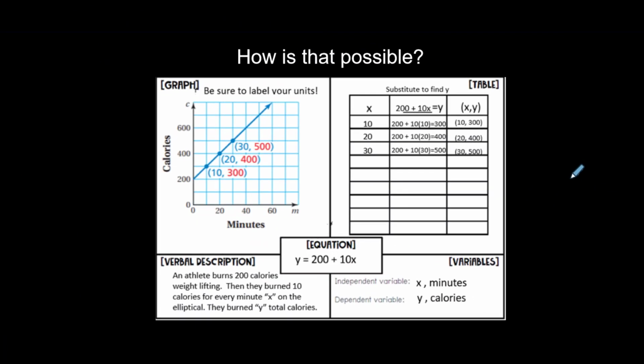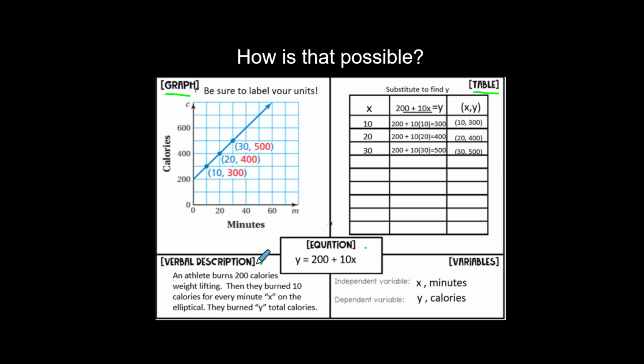So we're actually going to start today by looking at an example of how that's even possible. This is a chart right here, and in the chart you're going to see a graph, an XY table, an equation, and right down here it says verbal description. You can think of that as a situation or a story. All of this information in here is the same exact content.